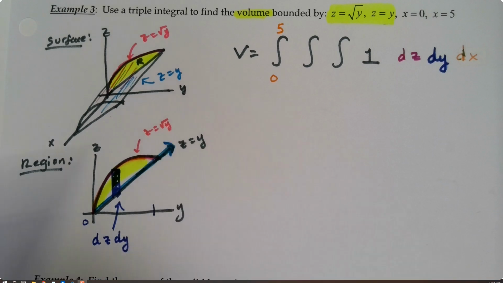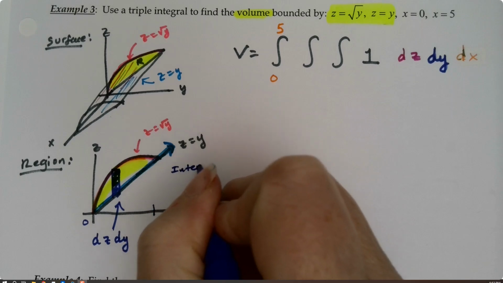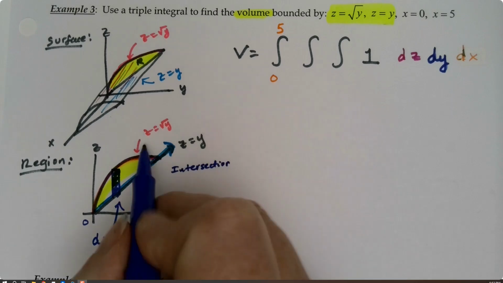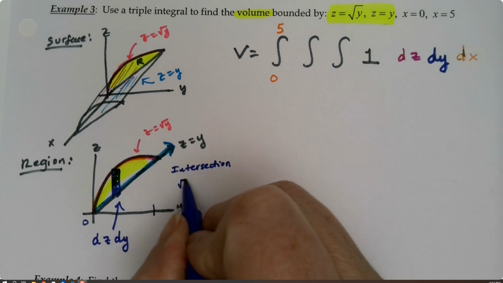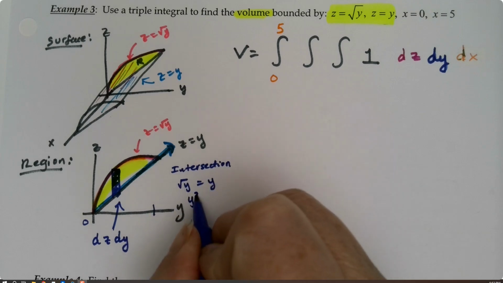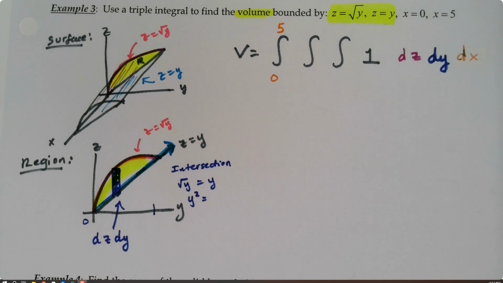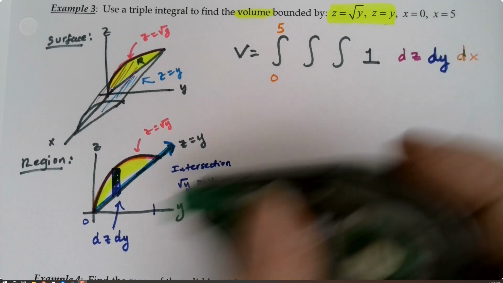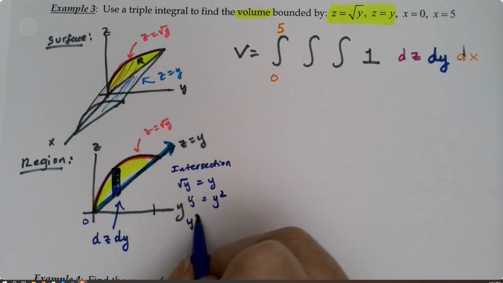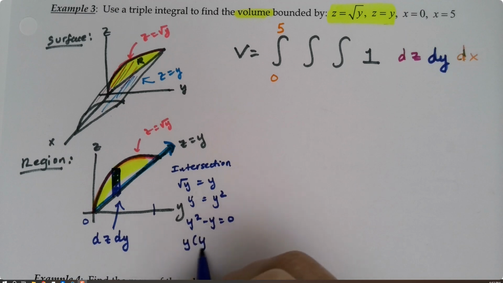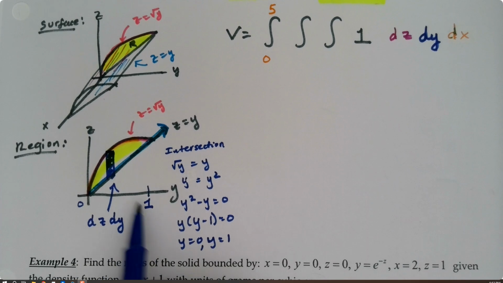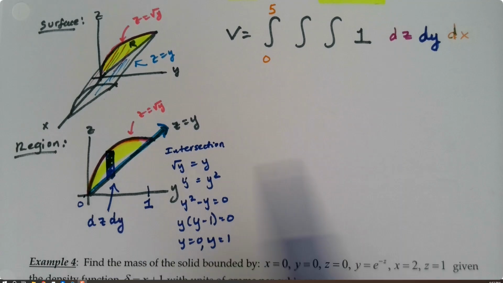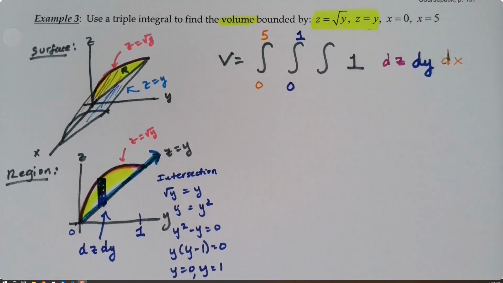So we ask ourselves, where's the intersection? Where do these two curves meet up? So that would be, where is the square root of y equal to y? I'm squaring both sides, so y equals y squared. So y squared minus y equals 0, y times y minus 1 equals 0, y equals 0 and y equals 1. So all of that is a long-winded way to say y equals 0 and 1. Okay, so y is going from 0 to 1.